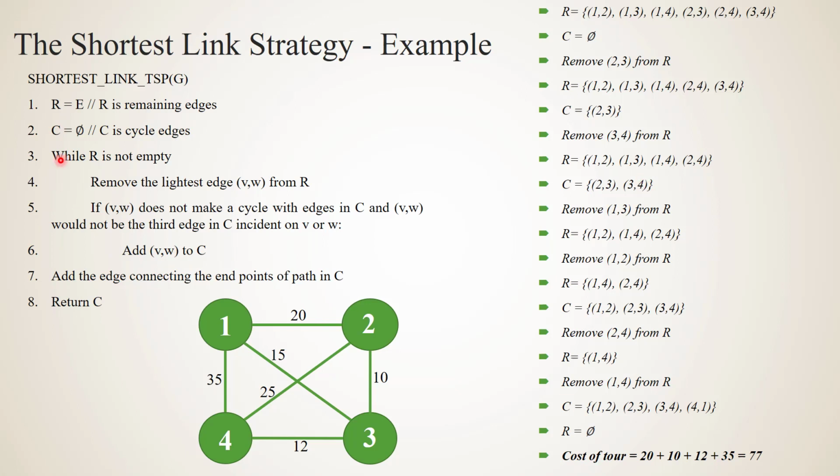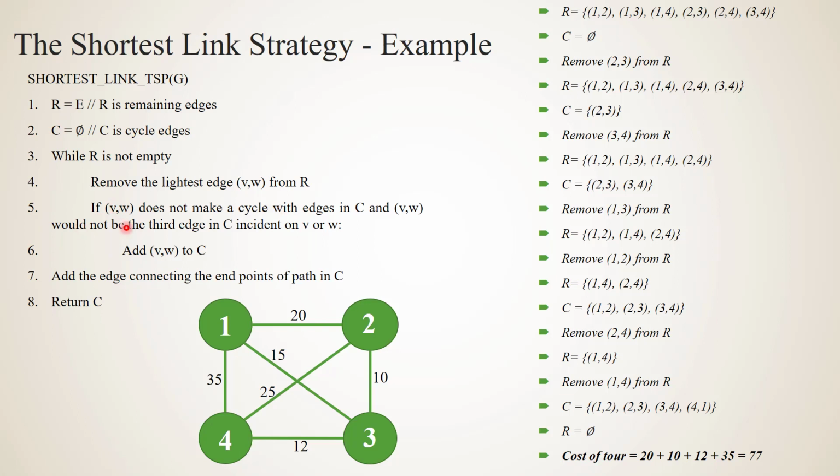Again we check while R is not empty. Remove the lightest edge (V, W) from R. The next lightest edge is (1,3), so it is removed. Then I am checking whether (1,3) makes a cycle with edges in C. C contains (2,3) and (3,4). I am trying to add (1,3) also. Anyway, it is not making a cycle, so the first part of this condition is true.